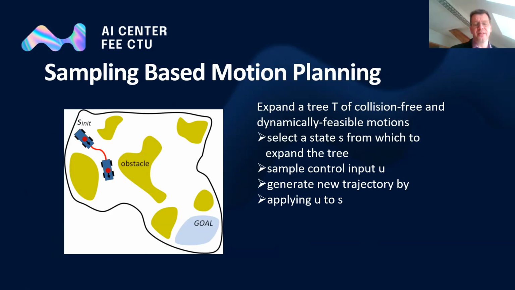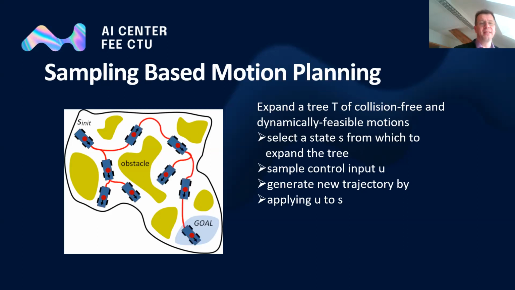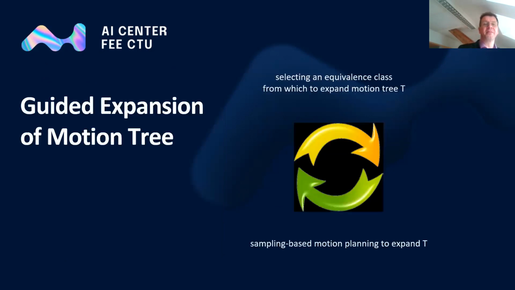What they do is they sample some point and try to find some nearby feasible motion, and if they get stuck, they backtrack, and with some luck they will reach the goal after some time, and then you have a shortest path also. So you expand a tree of collision-free and dynamically feasible motion. You select a state, expand the tree, sample the control input, and generate a new trajectory. So it's more a backtrack version of this, but you always have feasible motion.